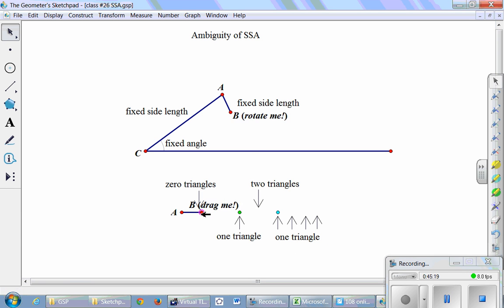Okay, so sometimes you have 0 triangles. Sometimes you have exactly the one triangle, like over here. Sometimes you have 2 triangles, like one there and a second one there.